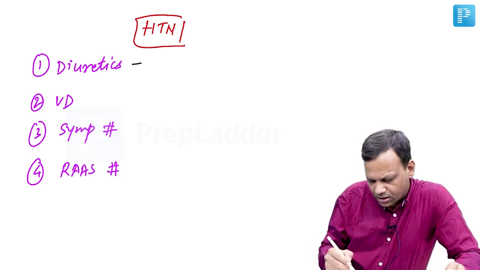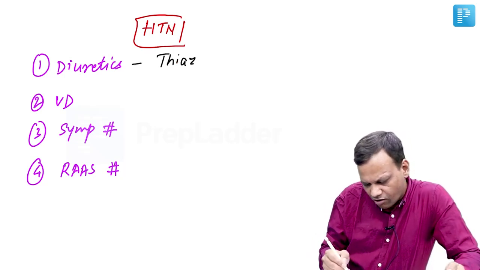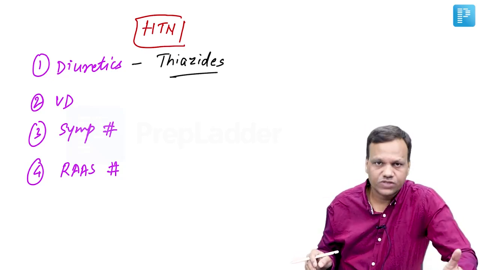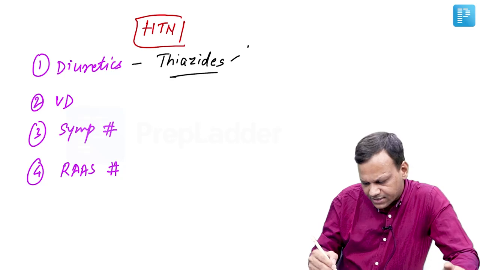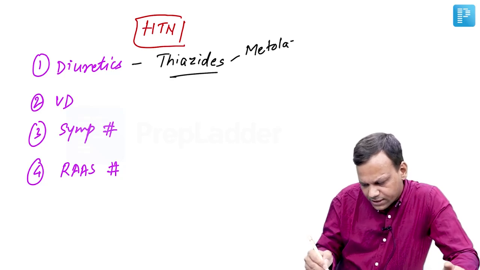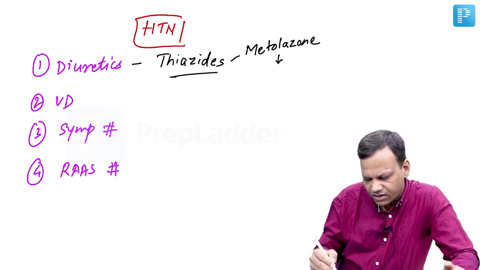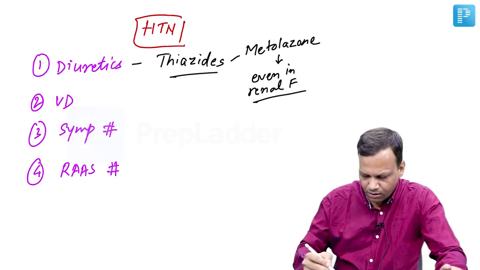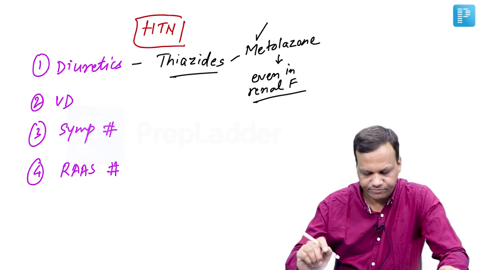Starting with the diuretics, the diuretics of choice in hypertension are thiazides. Thiazides are the drug of choice for hypertension, and one of the thiazides called metolazone is effective even in the presence of renal failure. Normally diuretics like thiazides are not effective in renal failure, but metolazone remains effective.